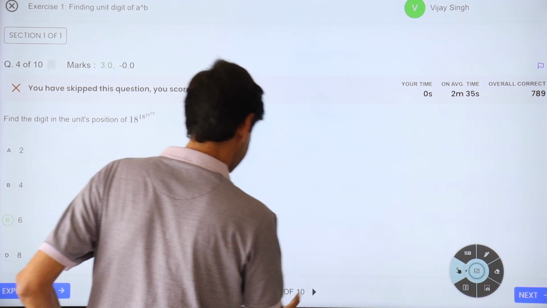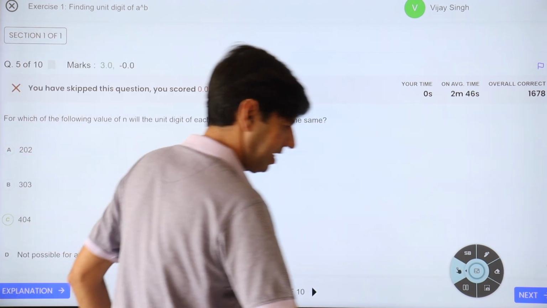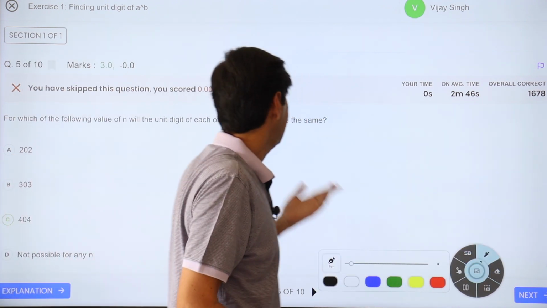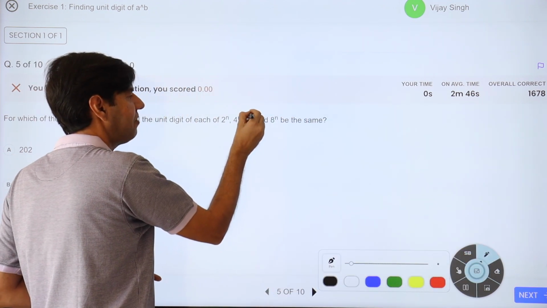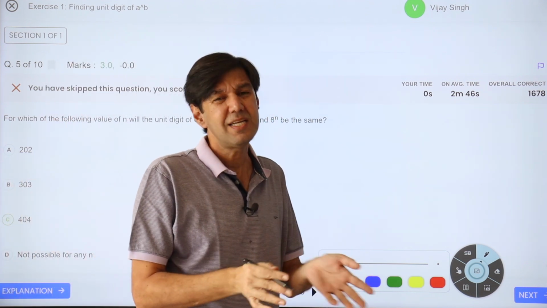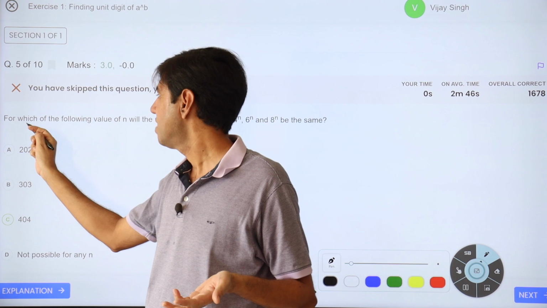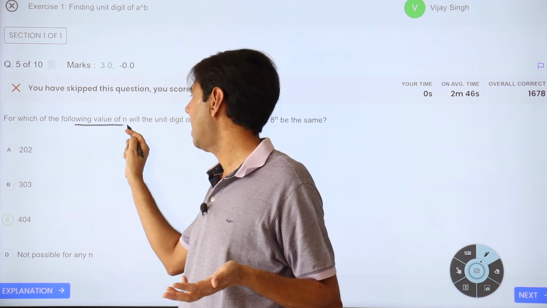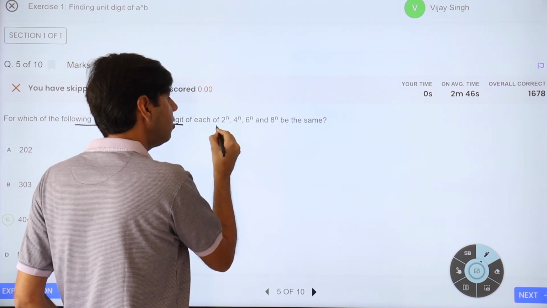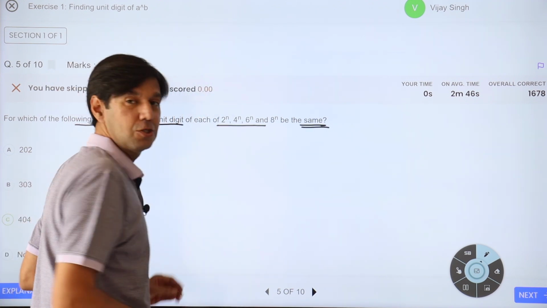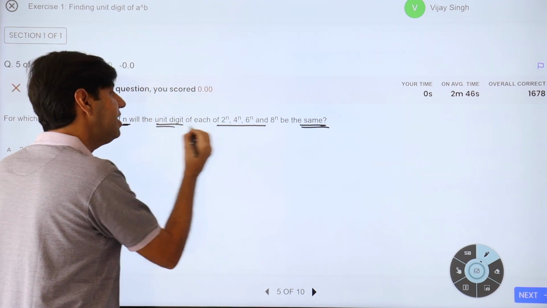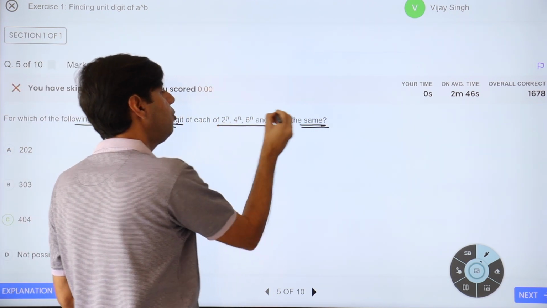So next question, fifth question, pretty easy question. The simple thing till now is most of the time the values of n, the index, were given and we needed to find the unit digit. A simple way to trouble students is, for which of the following values of n will the unit digit of all these numbers be the same? So we are not asking to find the unit digit. We are saying that the unit digit is same. Now comment on the value of n.